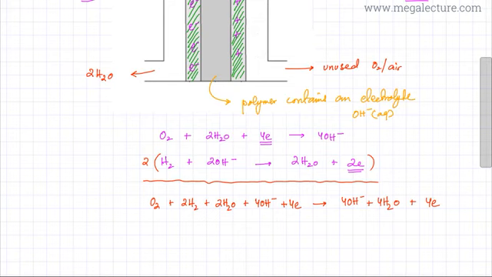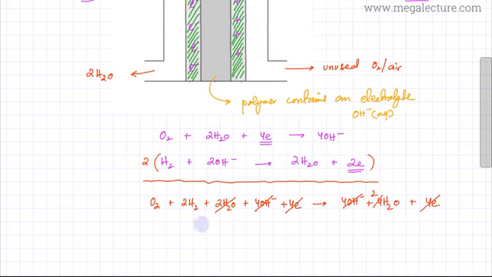Now I'm going to try and simplify this overall equation that I've written. These 4 electrons are going to get cancelled out. Similarly, 2 water molecules on this side and 4 water molecules on that side, they're going to get cancelled out. There would only be 2 water molecules left. 4 OH minus 1 ions would also get cancelled out.